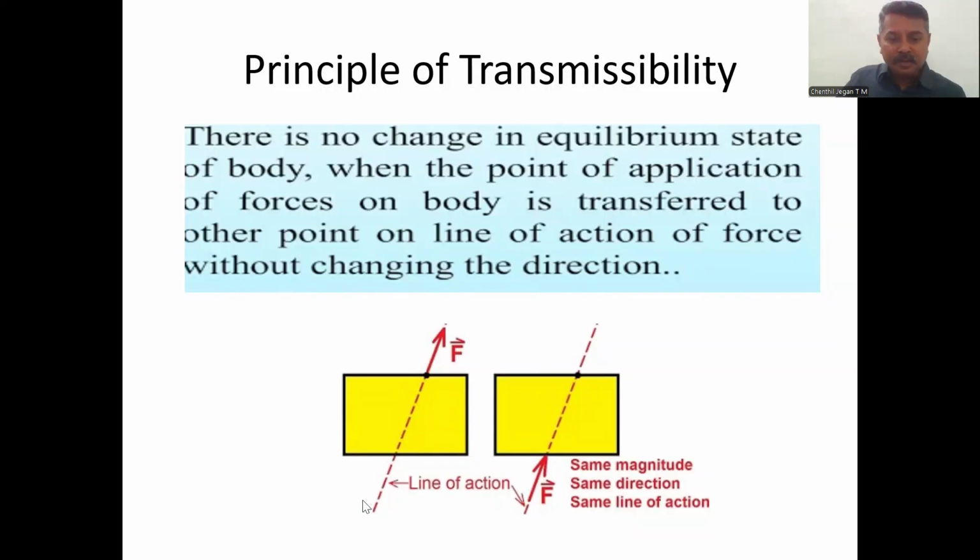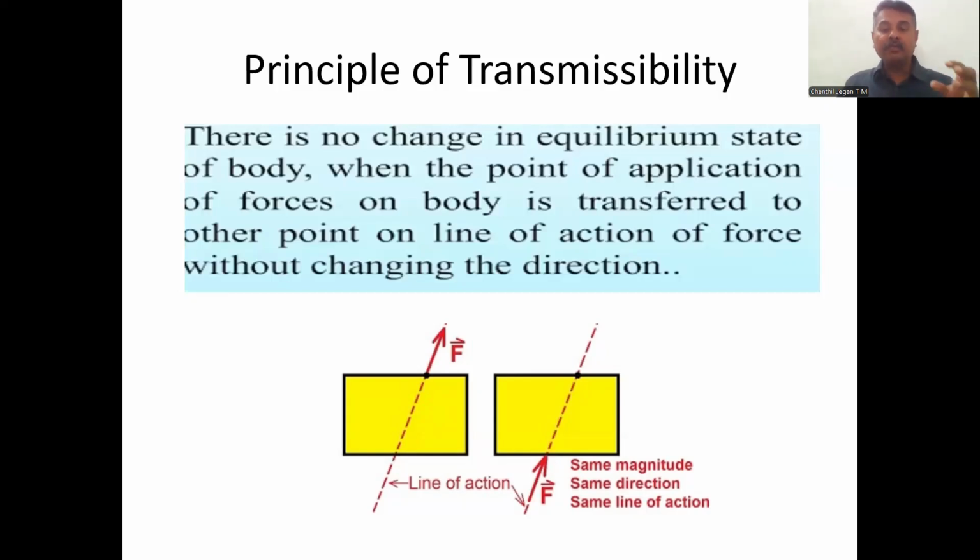Okay. Consider these two diagrams. In the first one, there is a force vector F. Its line of action is denoted by the dotted line. In the second diagram, the yellow block has the same line of action, the dotted line, but we can apply the force vector at the bottommost side of the body, right? We can explain it with a little change, okay?